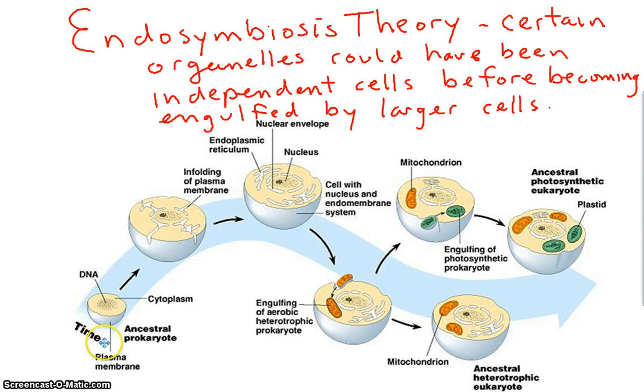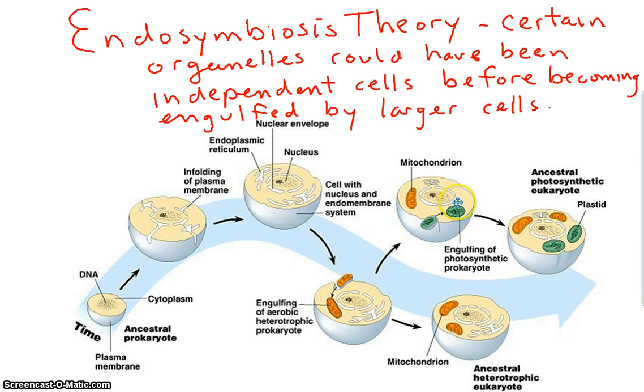So if we follow it from the left on the timeline here, we have what they're calling an ancestral prokaryote. If you remember, it doesn't have its own nucleus. And over time, by enfolding the plasma membrane, maybe that's how the endoplasmic reticulum, which we haven't talked about yet, and the nucleus formed. So now we have a very simple eukaryotic cell. So there is a nucleus. And at one point, it may have engulfed an aerobic prokaryote, what looks like a mitochondria, and that could have given rise to the ancestral heterotrophic eukaryote, something that can't produce its own energy.